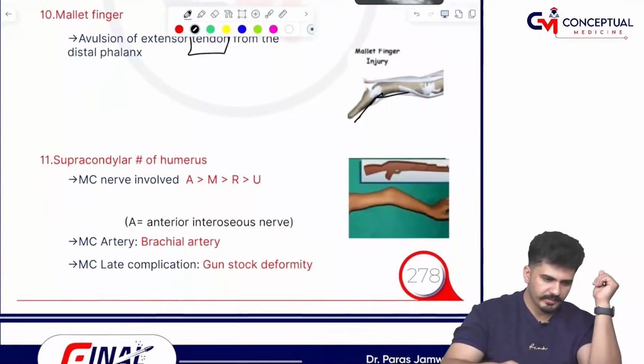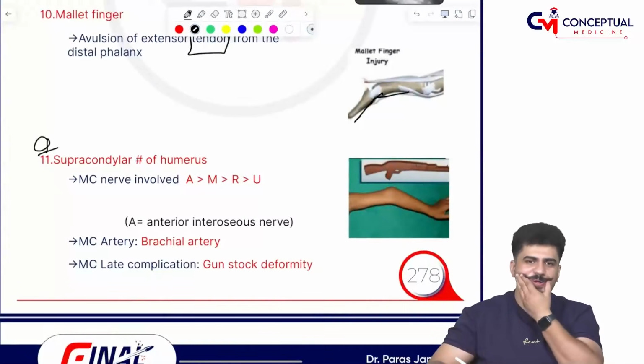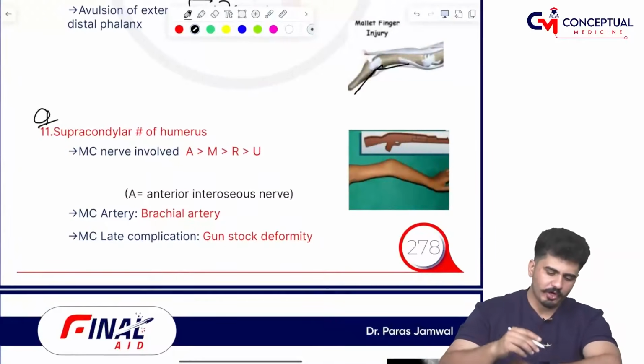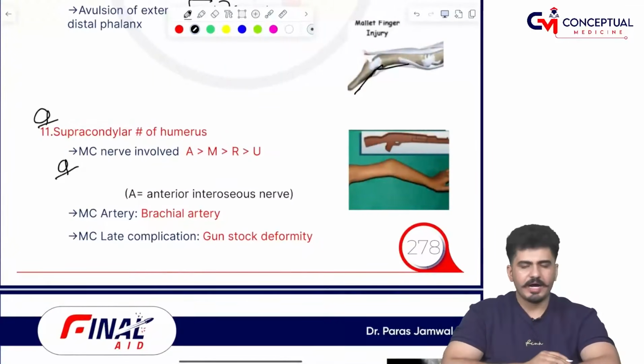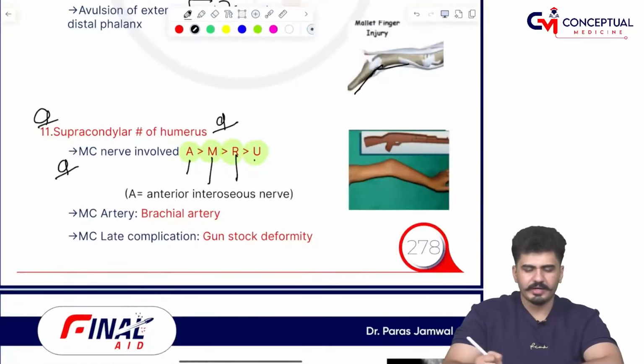Then, after that, let's talk about supracondylar fracture of the humerus. We have talked about the supracondylar fracture of the humerus. Now we have to talk about the most common nerve involved, artery involved, late complication. Sir, in the supracondylar fracture, the nerve involved is amaru, like a damaru. We have to remember amaru: anterior interosseous nerve, median nerve, radial nerve, and ulnar nerve.